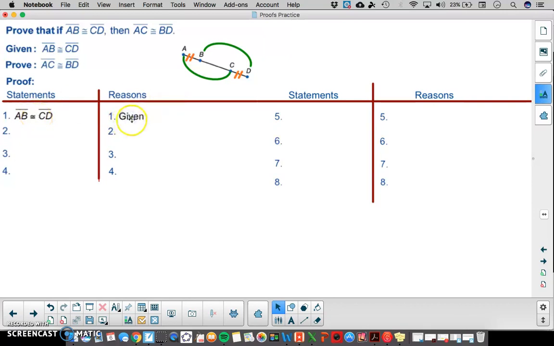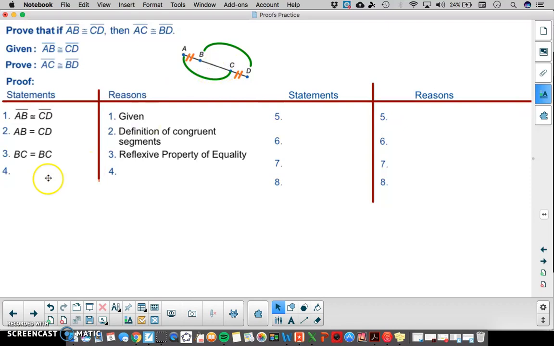So we have AB is congruent to CD because it's given. We know because the segments are congruent that the measures are equal, so that's because of the definition of congruent segments. We know that this segment BC is equal to itself by the reflexive property of equality. And because both of those segments contain segment BC, we can consider the segment addition for both of those segments.